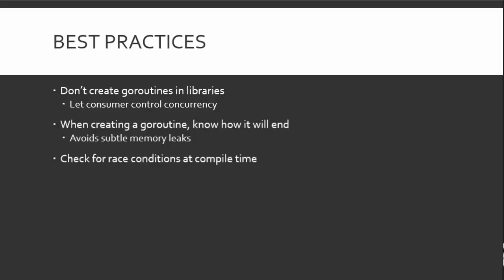The other thing that I want to give you some advice about is check for race conditions at compile time. So I want to jump back over to the editor and show you how to do that, but it's very important and very simple to do in most environments that Go runs in. So let's jump over to the editor and take a look at that.